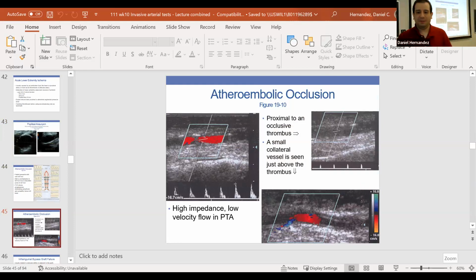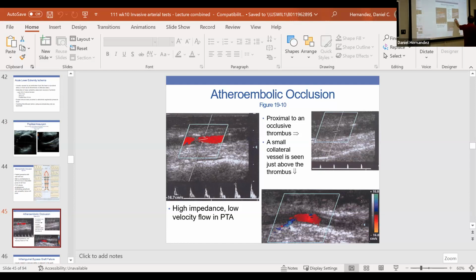So this is just, again, recognizing now your arterial waveforms. Here we have an arterial waveform. We're above the level of that blockage. We're seeing high impedance, so something is impeding that blood flow. It's very high resistance. There's no diastolic component. The waveforms are kind of diminished, and the velocity is low.